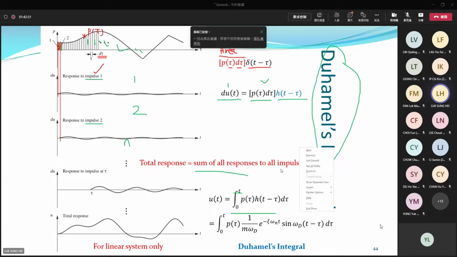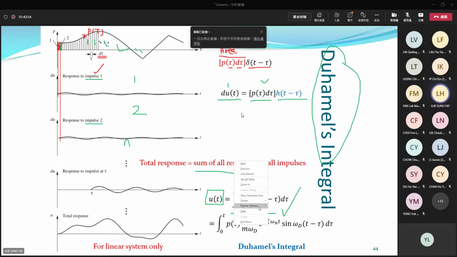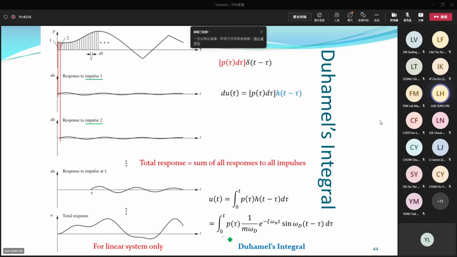If you know how to solve this integral, then you can find out the solution of that system under the arbitrary loading. The concept is pretty straightforward, just like superposition, but you involve integration. So theoretically, if you know how to solve this integral, then you can find out the response for all kinds of loadings. Sine force, cosine force, impulse, or arbitrary loading, you can handle it if you know how to find the result of this integral.